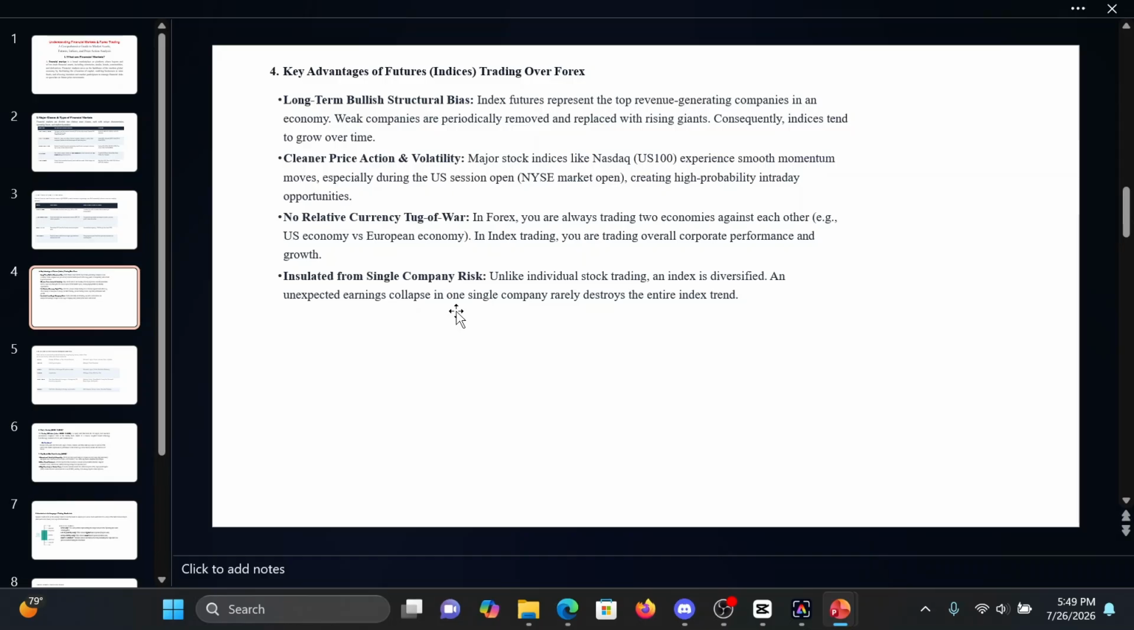But in the futures market, you are trading the performance of these top companies. As long as you know the companies are performing well, you are bullish. If they are performing poorly, they are bearish. Simple as that.